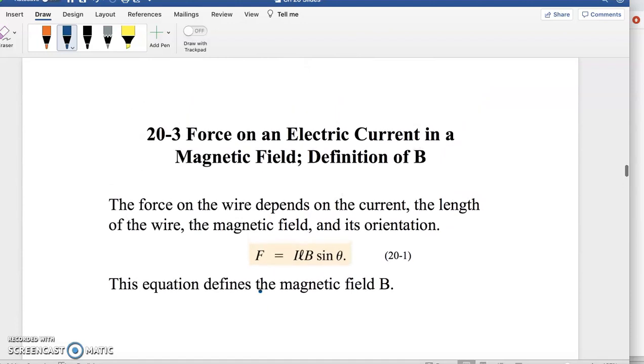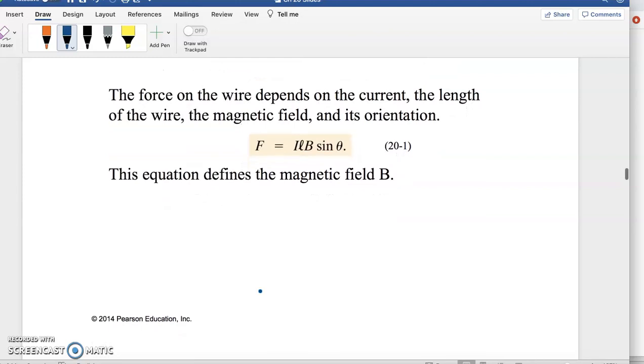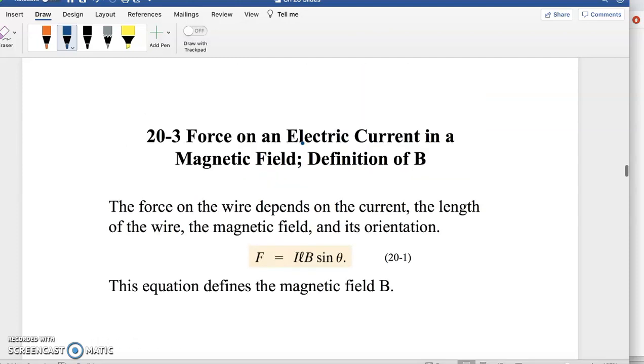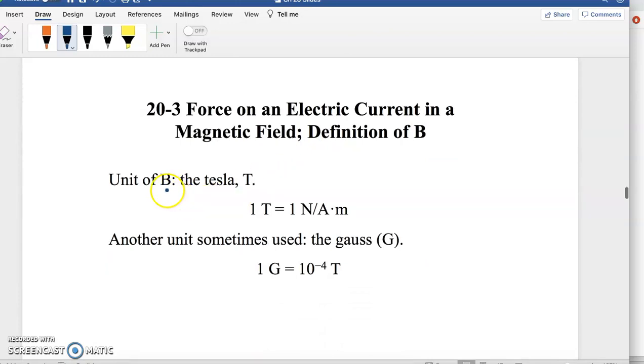And this is back to our ILB, okay? This equation defines the magnetic field B, all right? And this is the magnetic force, this is the electric current, and this is the length of the wire, okay? The unit of the magnetic field is important because you have never taken it in physics 2, which is Tesla. All right, Tesla, it's not a familiar thing in SI units. And if you remember, in SI units, we have Newton, ampere, meter.